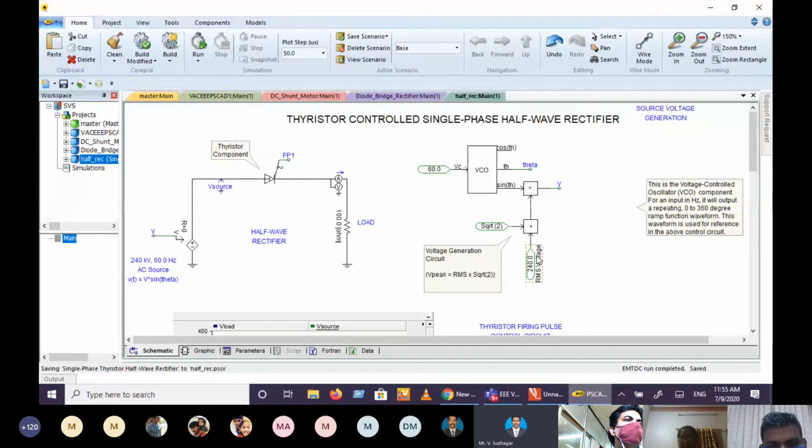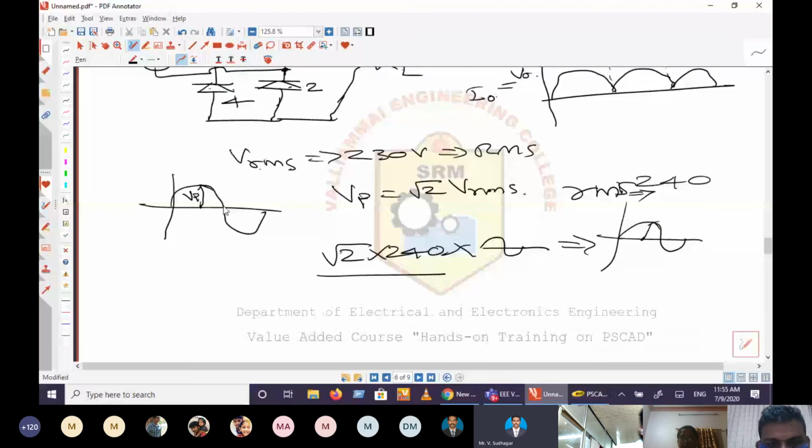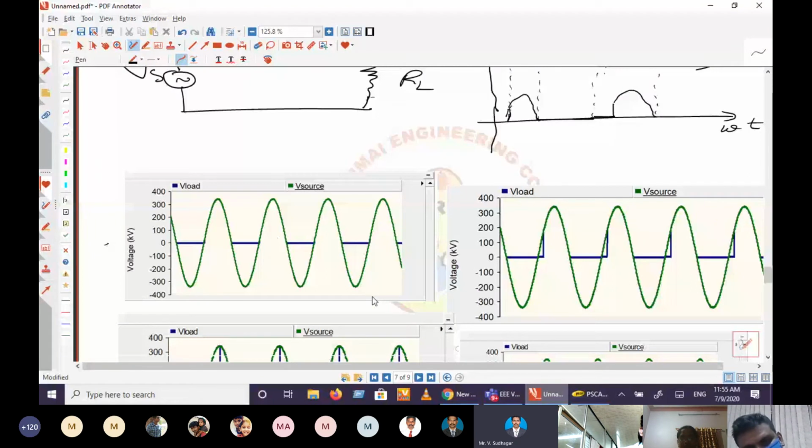60 Hz, right? And also we are detecting the zero crossing, because as I told, after zero crossing, if the firing pulse is 5 degree, then this is the output. If the firing pulse is 30 degree, this is the output. You know, by seeing the waveform, zero crossing and all, you are able to understand, but the system can understand only with the help of references. That is why we are generating the theta here.